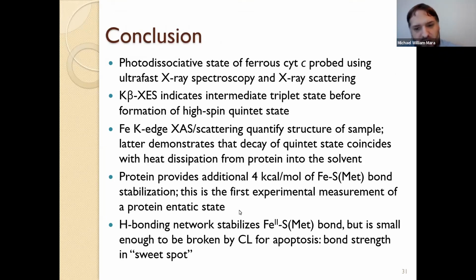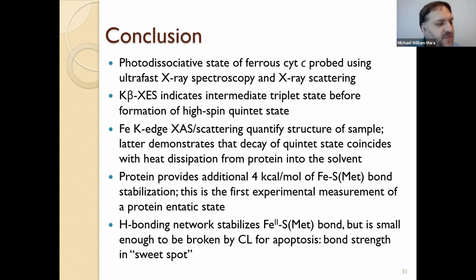As I said, this is the first direct experimental measurement of a protein in an entatic state, as far as I know. And likely the way this works is that cardiolipin interrupts a hydrogen bonding network. I'll be curious to see in the future, as more studies focus on investigating the cardiolipin interaction with cytochrome C, if this ends up being verified.